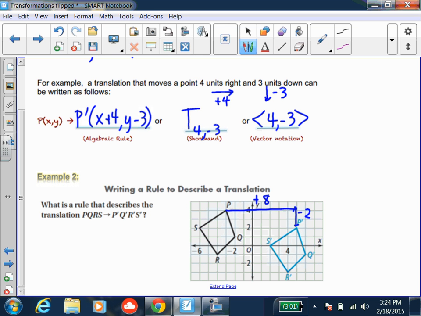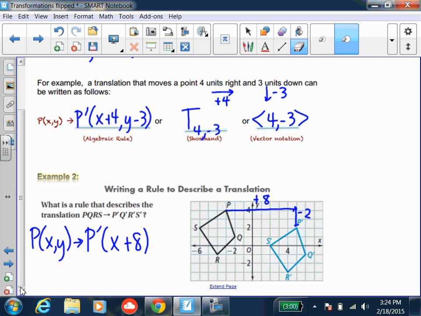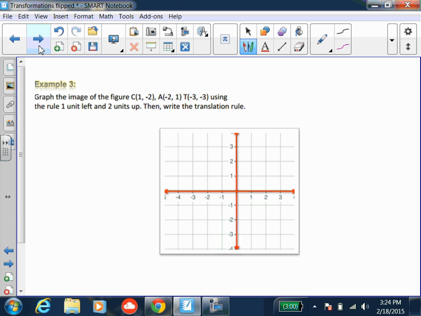So I would write P(x, y), put my little arrow, P prime (x + 8, y - 2). Or our little translation, T<8, -2>. All right, I want you to pause the video and try this problem, and then come back and let's see if you get it correct.